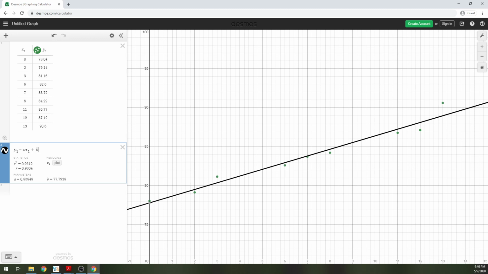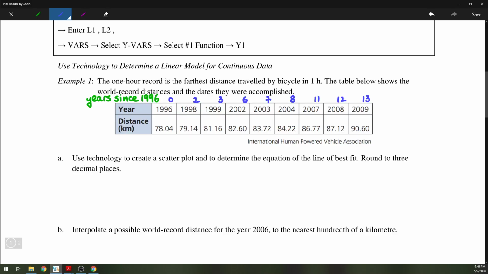We have r squared and r value. We can plot the residual, but we don't need to do that right now. We're just looking for the parameters a and b, which once again tell us the slope and y-intercept for our line of best fit. Once you have those numbers, you just need to record them, rounded to the appropriate number of decimal places. In this case, 3 decimal places.